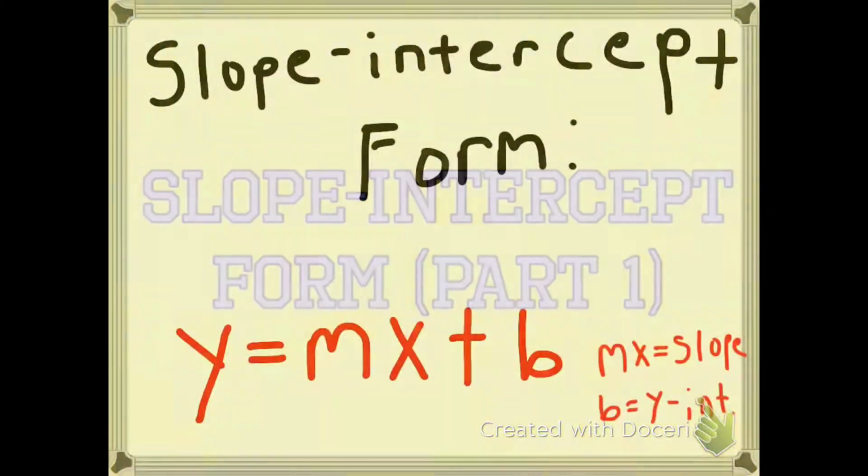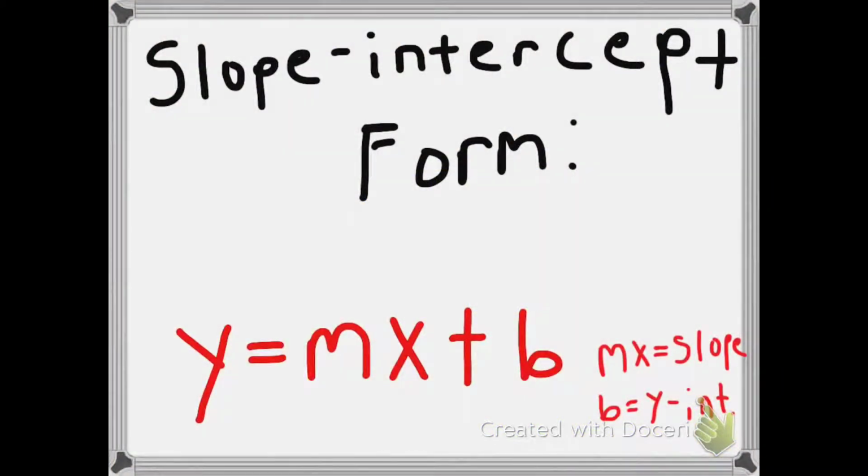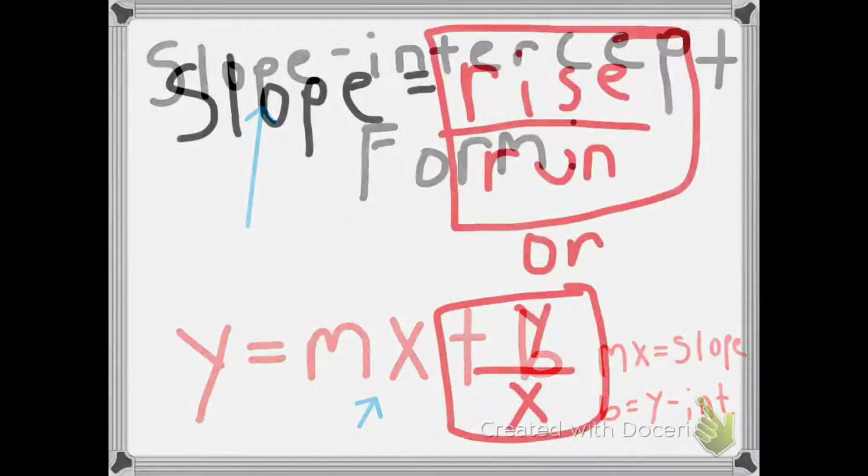So here we go. The way to write slope-intercept form is y = mx + b. In this video we're just gonna focus on the slope part. In our equation, the mx represents the slope. I'm gonna teach you how to write the slope and how to identify it from a graph.